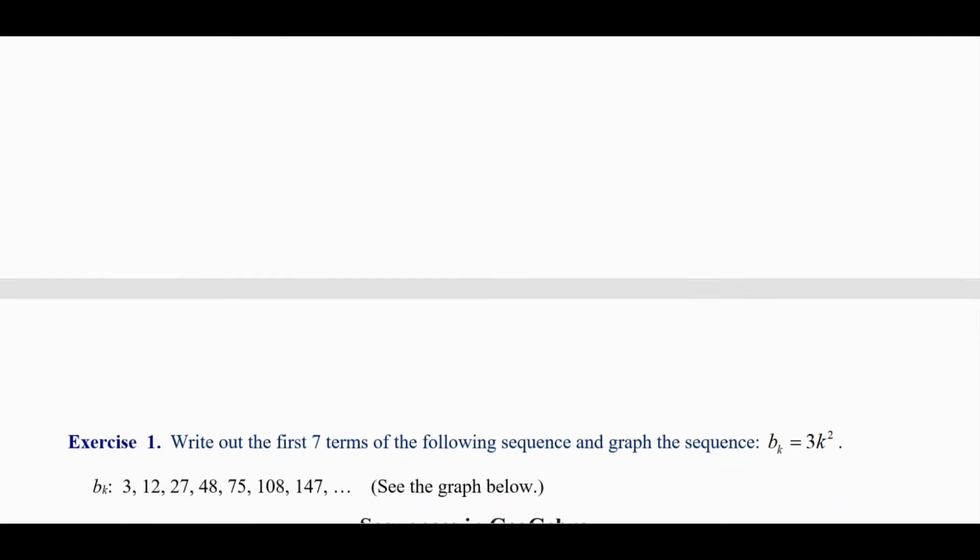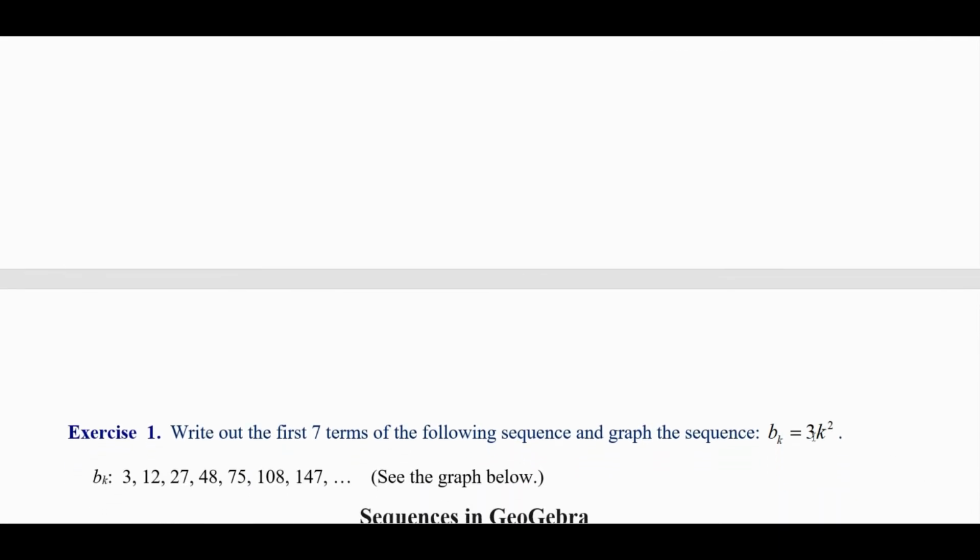Okay, let's see. Start with k is 1. 1 squared is 1 times 3 is 3. 2 squared is 4 times 3 is 12. 3 squared is 9 times 3 is 27. 4 squared is 16 times 3 is 48. 5 squared is 25 times 3 is 75. 6 squared is 36 times 3 is 108. And 7 squared is 49 times 3 is 147, and then so forth.